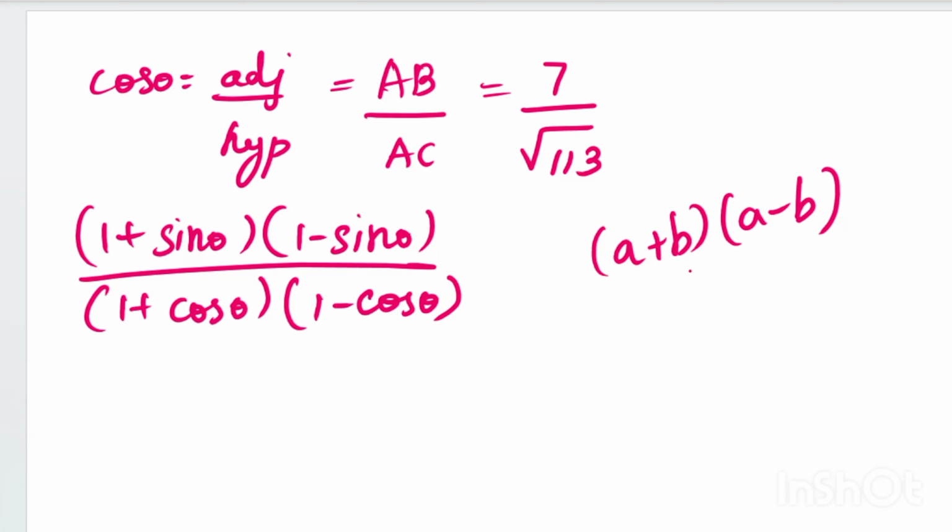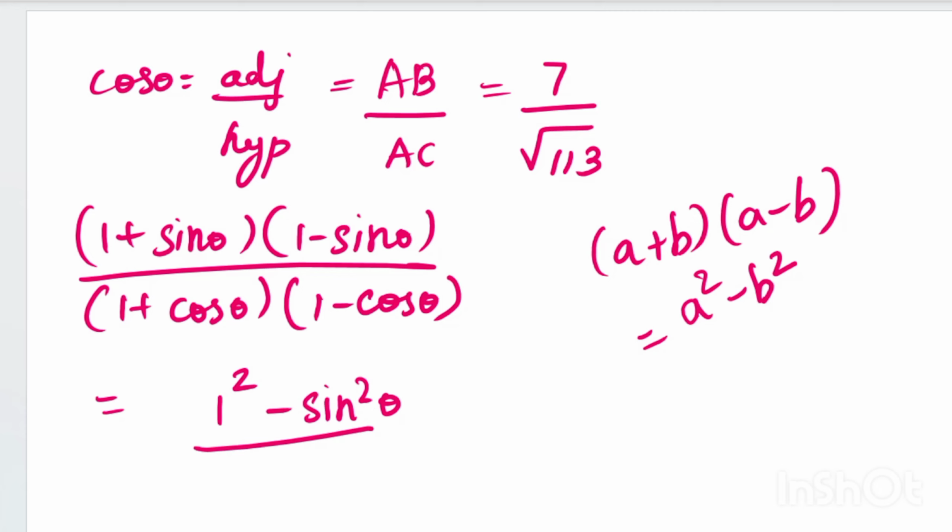So evaluating this, what is (a plus b) into (a minus b)? It's a square minus b square. It's a formula which you all know. I hope you know this. In case you don't know, please learn this now and here itself. So applying this formula, what will come? 1 square minus sin square theta divided by 1 square minus cos square theta, right?